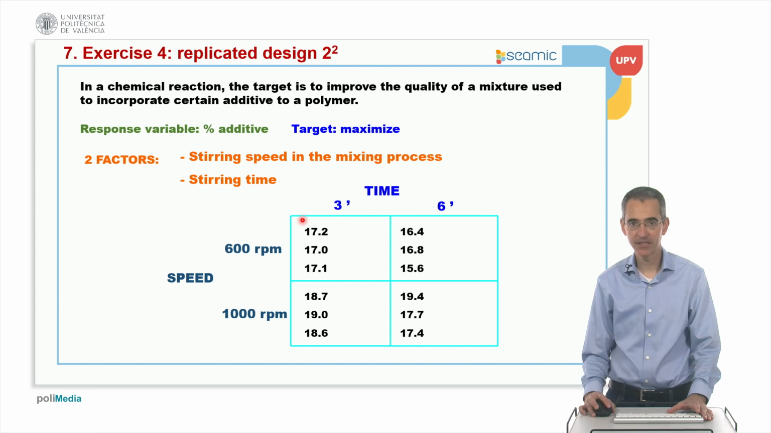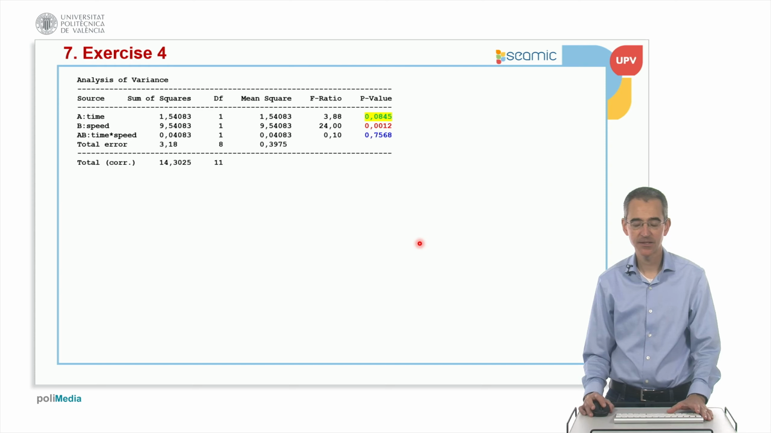So we have 4 treatments and 3 replicates, and if we multiply 4 times 3, this is the total number of values. We analyze them with ANOVA, and in the next slide is the result that we get. This is the ANOVA table, and the most important information are the p-values. Here we have time, speed, and the interaction between them. First, the effect of the double interaction is not statistically significant, because the p-value is very high, much higher than 0.05.